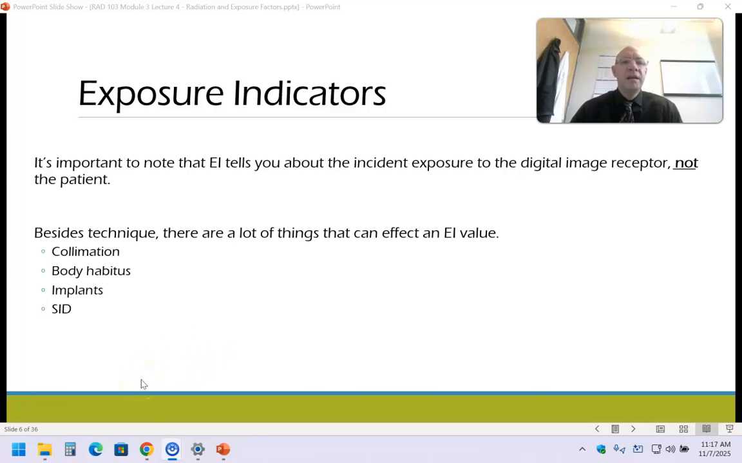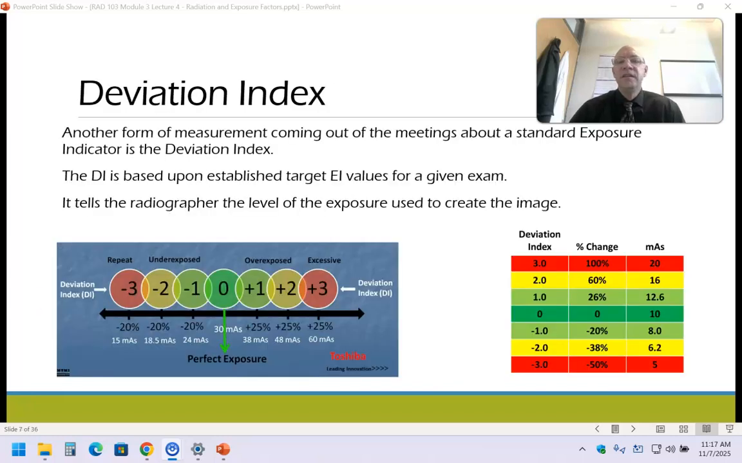You might have a properly positioned patient, you coned in correctly, but there's an implant and everything else is correct. Well, you're going to have a low exposure indicator, but there's nothing you can do about an implant. So just keep that in mind when you're looking at your EI values, what might have affected it when you see the result. Now, deviation index is a real simple way of determining whether or not you have under or overexposed your patient.